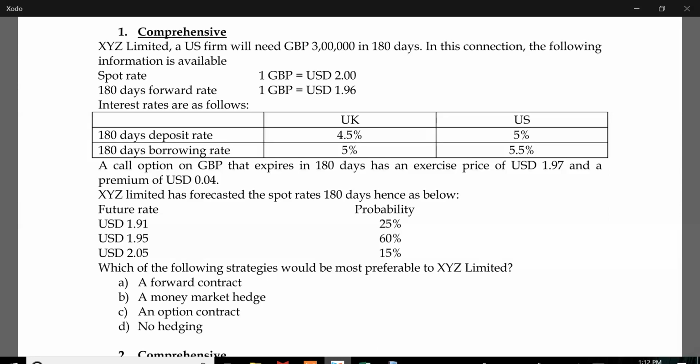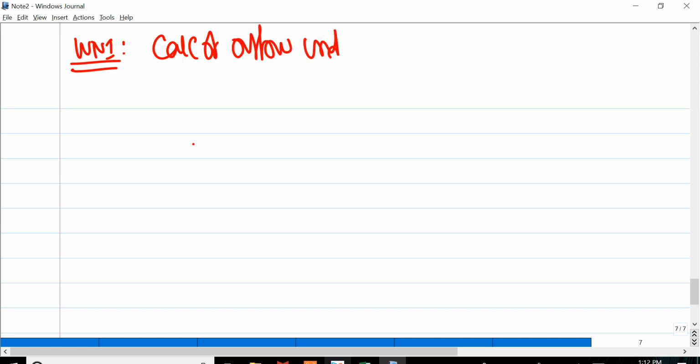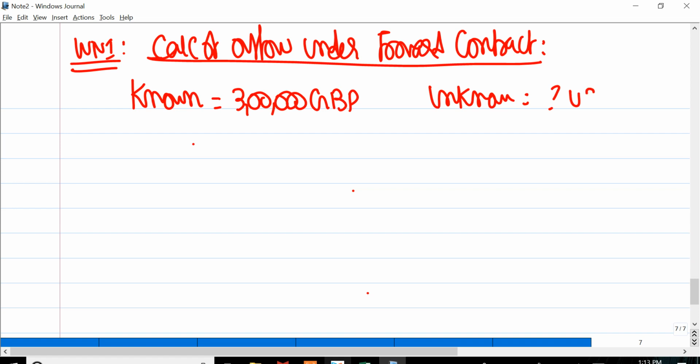Okay, let's start evaluating each of the options. Working note 1, calculation of outflow under forward contract. Outflow under forward contract. Known component: 3 lakh GBP. Unknown: USD, which is GBP into USD per GBP.